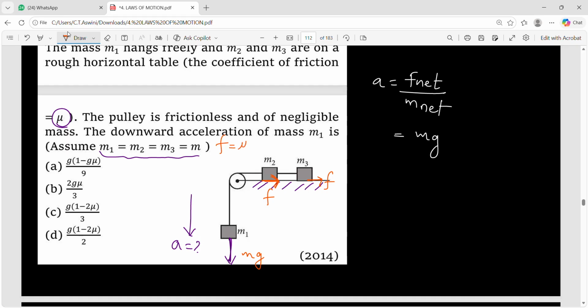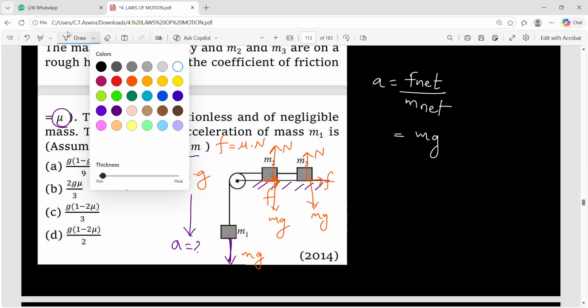What is frictional force formula? Kinetic friction mu k into n. So this is n, this is n. Its weight downward m2 into g, that means mg, m3 into g, that means mg. So what is frictional force here? Mu into m into g, and this value is same for both m2 and m3 because they are identical and they are also on the same surface.